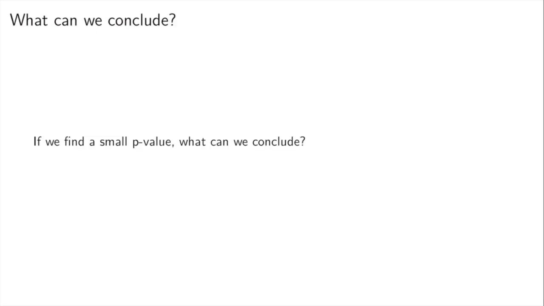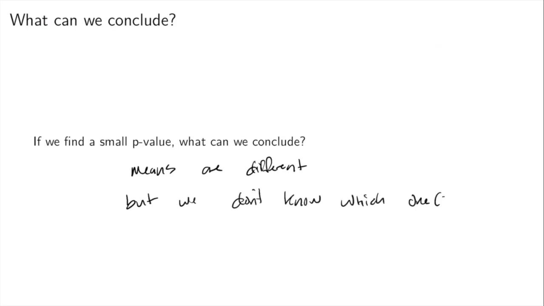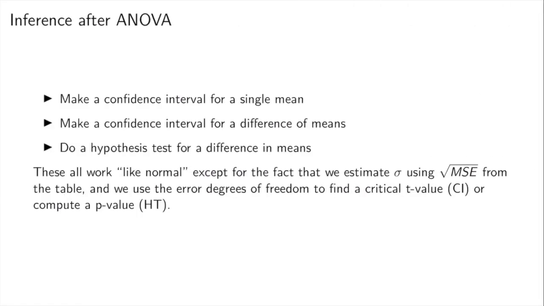So we had this small p-value. We could conclude that the means are different, but we don't know which ones. So that's the challenge. And 8.2, that section, is about doing inference after ANOVA. If you wanted to know which ones were different, then you would do additional inference. There are some different inferential tasks that we could do. We could make a confidence interval for a single mean. I think this is kind of boring. So the two that are more interesting are a confidence interval for a difference of means or a hypothesis test for a difference in means.